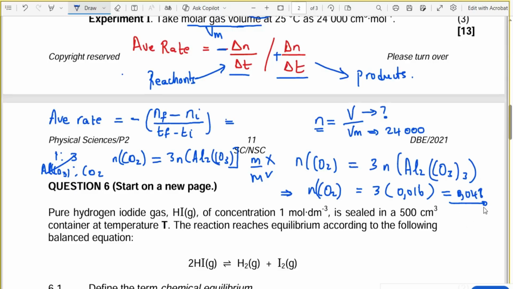So now this is 0.048. And when we find this, we know that to substitute the number of moles, 0.048 equals V over 24,000. So you can see that to find V, we need to take the 0.048 and multiply that by 24,000. And I'm just going to leave it like that.